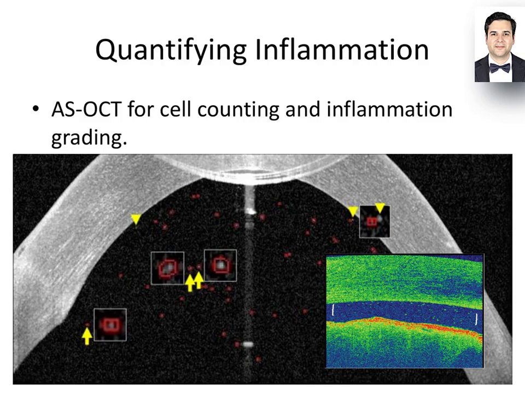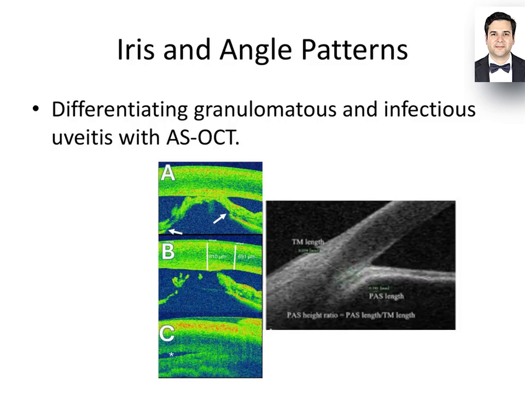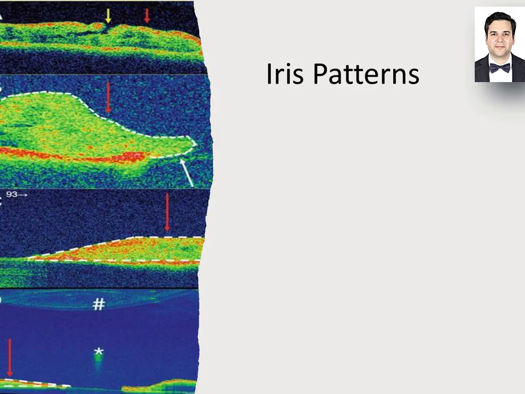Let's continue with the iris and angle findings. Peripheral anterior synechiae, PAS, appear as adhesions between the iris and angle, resulting in loss of the normal angle recess. In a healthy eye, the anterior limiting layer is bright and continuous. In uveitis, especially granulomatous types with Koeppe nodules, this layer signal is absent.